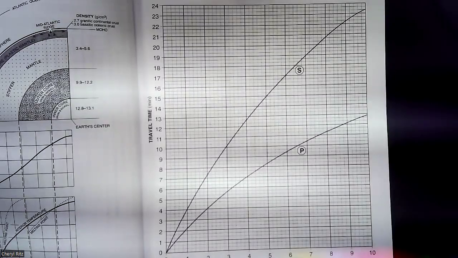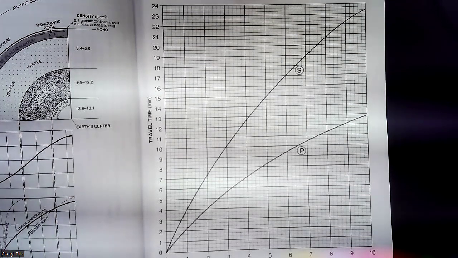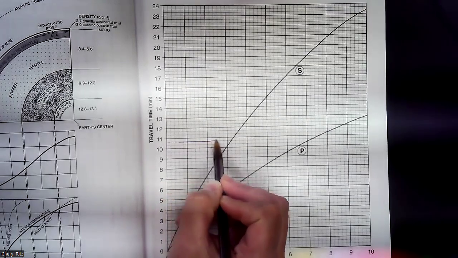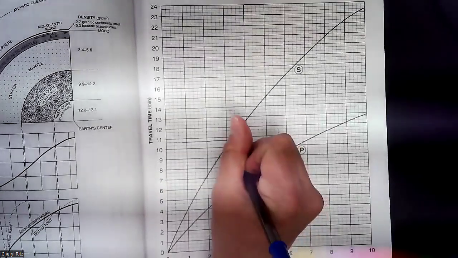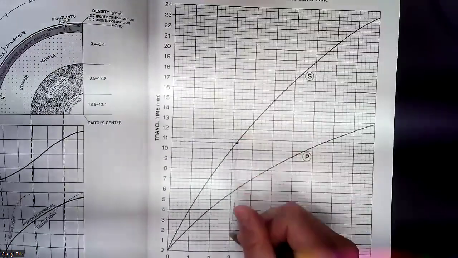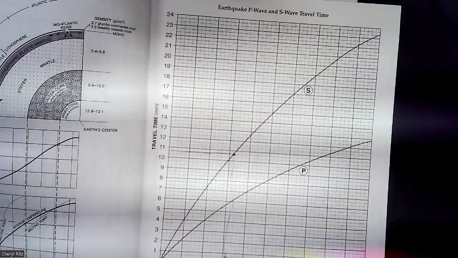S wave, 10 minutes and 40 seconds. So what are we going to do with that information? Travel time, because it said travel. 10 minutes and 40 seconds. Go over till I hit the S wave. Right there. Go down. And voila, it tells me that S wave is 3,200 kilometers from the epicenter.